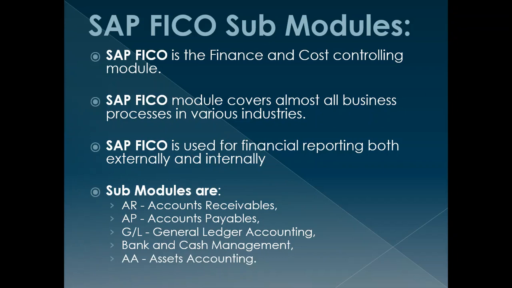SAP FICO is the financial and cost controlling module. SAP FICO module covers almost all business processes in various industries. SAP FICO is used for financial reporting, both external and internal. Let's understand what is external reporting and internal reporting. External reporting is reports which are related to external departments, for example, profit and loss statement and balance sheet.